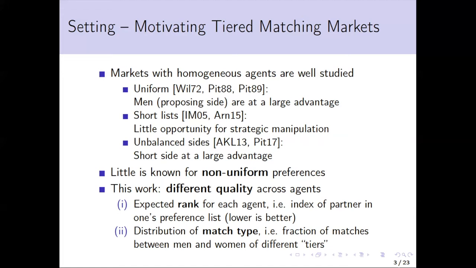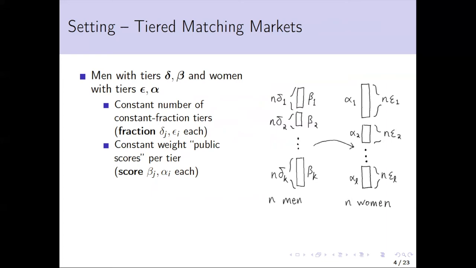We consider this model for tiered matching markets, where we have N men and N women shown here, and each side will be divided into a fixed number of tiers. The tiers have fractional sizes delta for men and epsilon for women. And for each tier of men or women, we have a positive score, which we consider as a weight, associated with each of the agents to mark their quality. And the higher, the better.